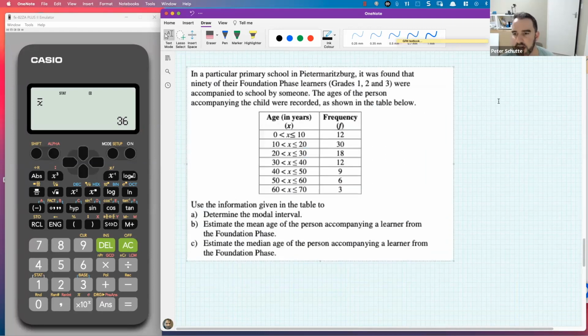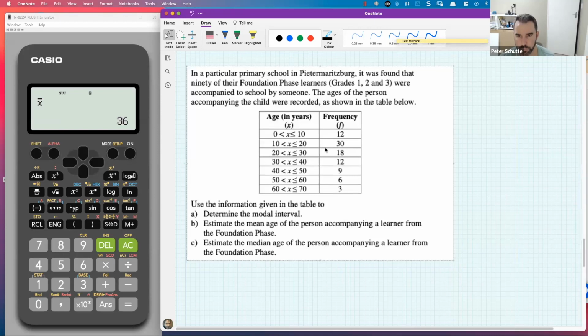Okay. Now, in this situation, we are dealing with a grouped data table. It says it was found that 90 of the foundation phase learners were accompanied to school by someone. The ages of the person accompanying the child were recorded as shown in the table below. So the age of the person accompanying the child to school, there were 12 people who were between 0 and 10. There were 30 people between 10 and 20.